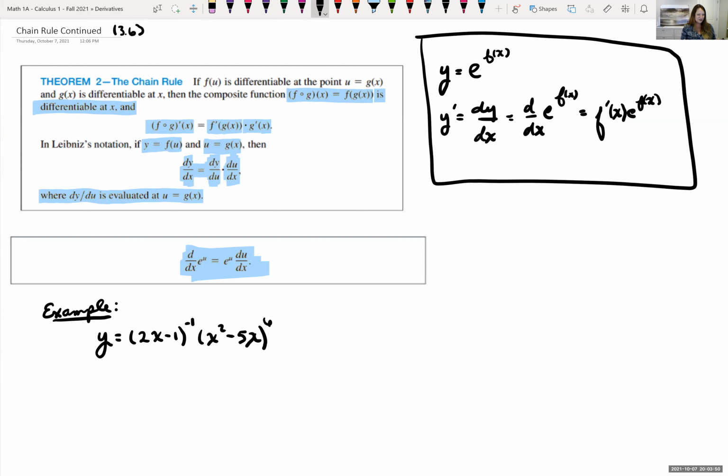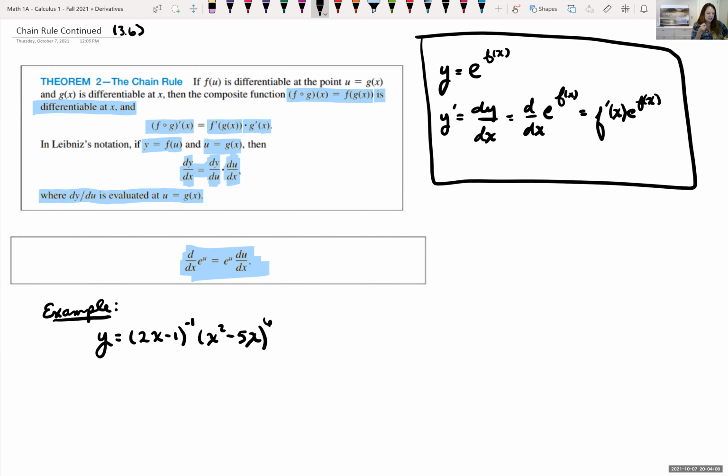So just a reminder of those derivatives. Now looking at our example, we have y is equal to 2x minus 1, that quantity raised to the negative 1 power, times x squared minus 5x, and that quantity is raised to the 6th power.